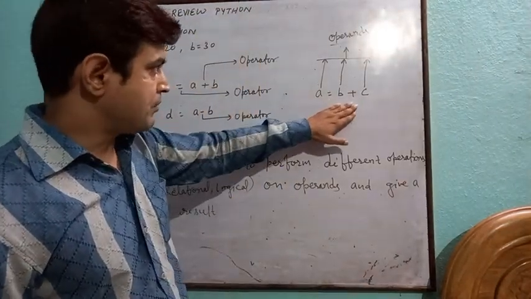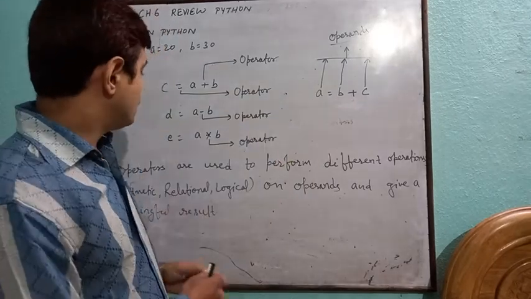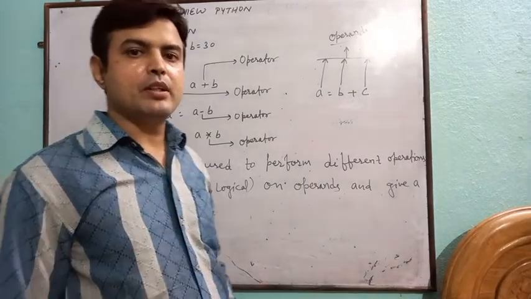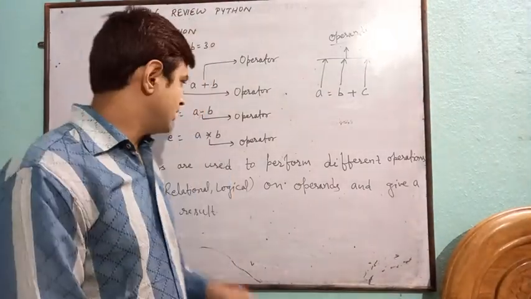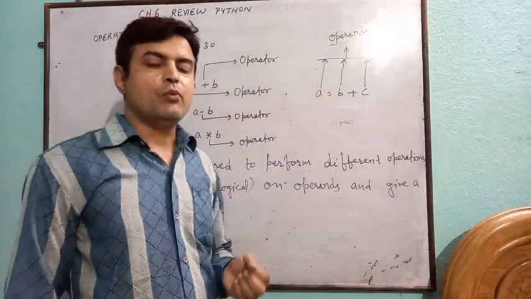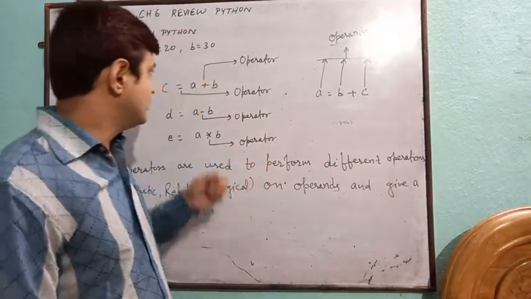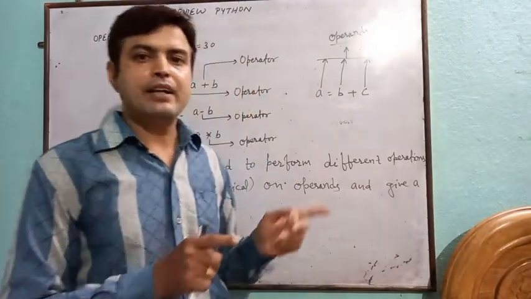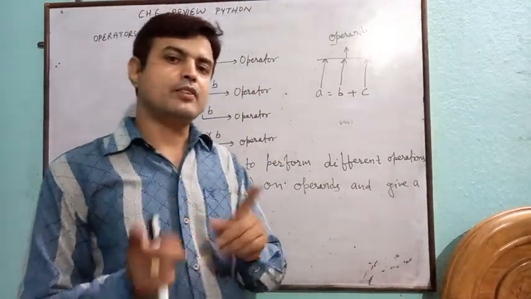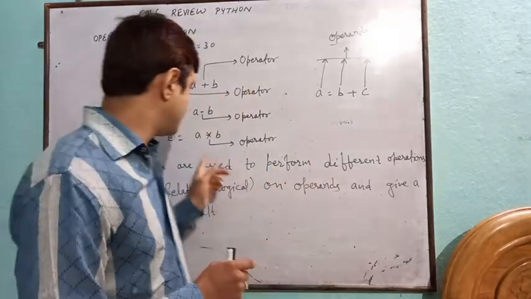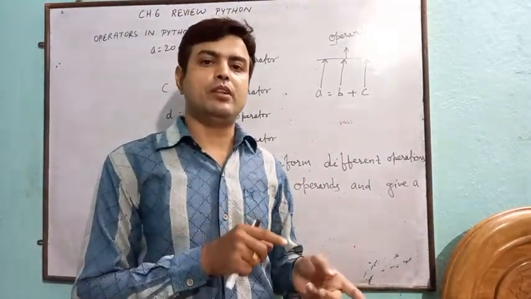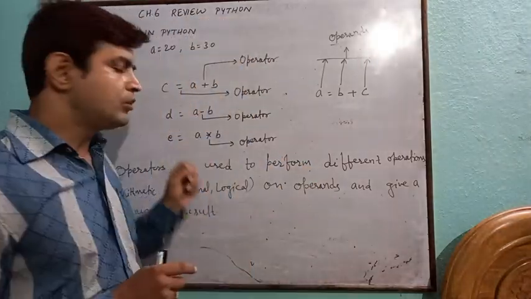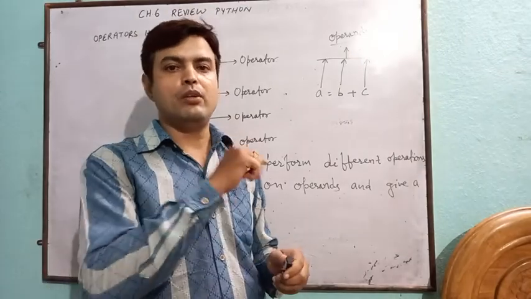Now let us consider the same expression here. And one more thing, equal to is also an operator in computer programming language. Then what is the function of this operator? As we know, the plus operator is used to find the sum of two values, the minus operator is used to find the difference of two values, and the multiplication operator is used to find the product of two values. Then what is the function of the equal to operator? It is clear. The equal to operator is used to assign a value to a variable.